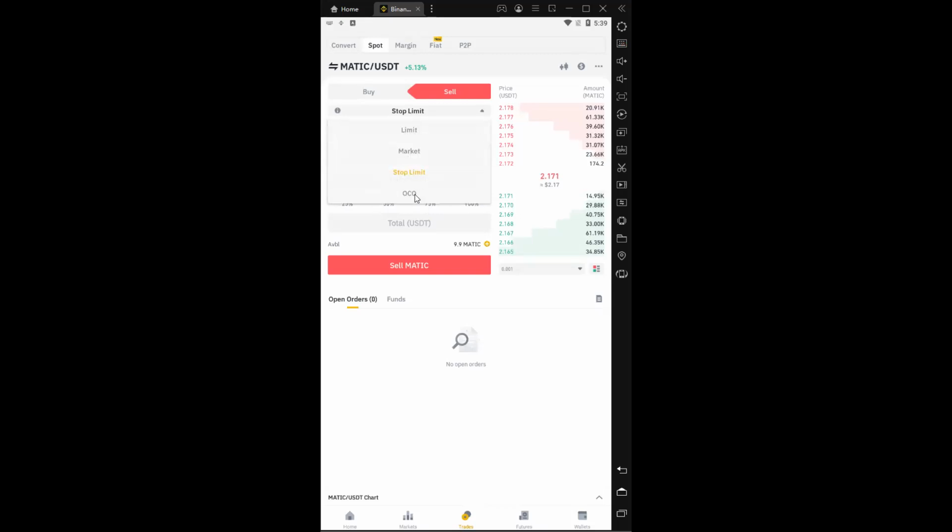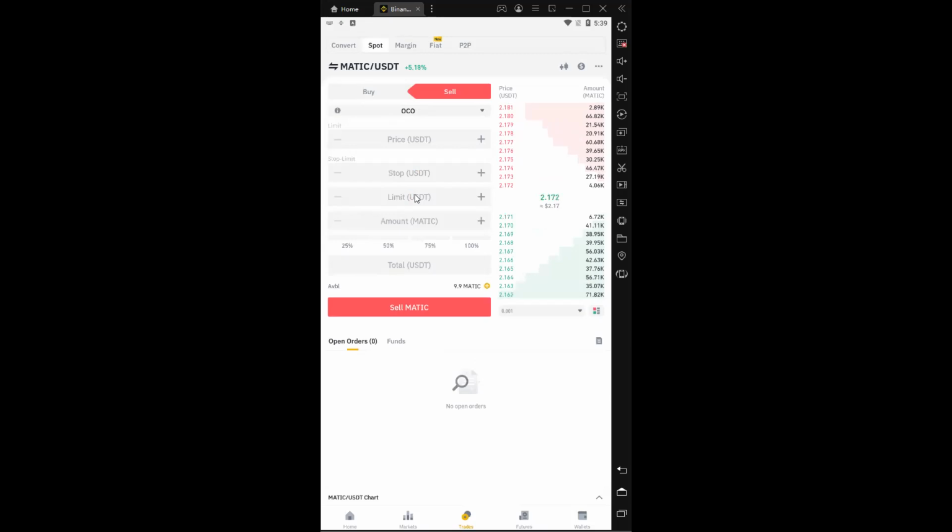Then OCO is an extra level of stop loss whereby you also have a price to take profit. So you want to take profit when this coin is, let's say, 20% up, or when it is 100% up. So you put it at, let's say, $4. When this coin is $4, I want to sell it. At the same time, the market can do anything and you don't want to lose a lot of money, so you place a stop loss at $2.